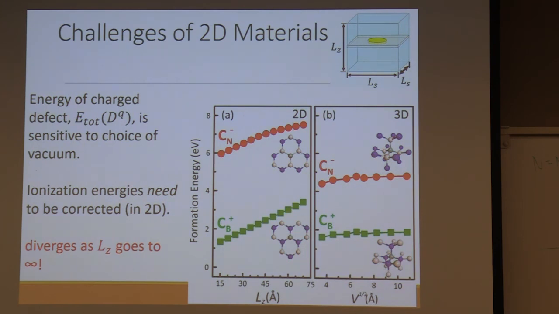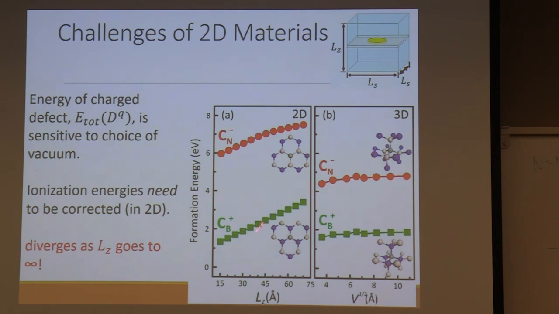Right. So to calculate the ionization energy, it's the charged defect minus the neutral defect. So this comes directly into that. For a while, people were doing 2D calculations, calculating formation energies, but different people would use different vacuums. You just get different numbers. So there are all these issues.